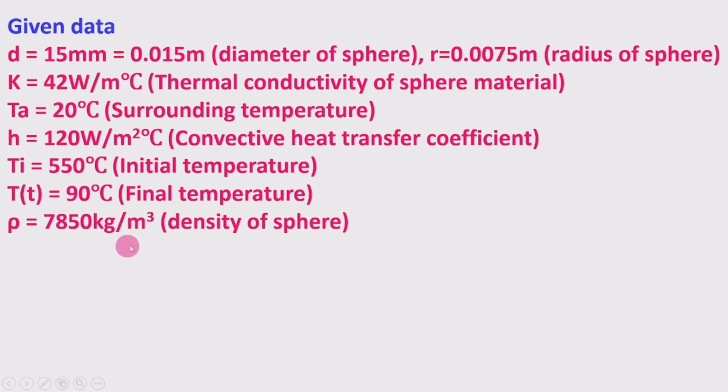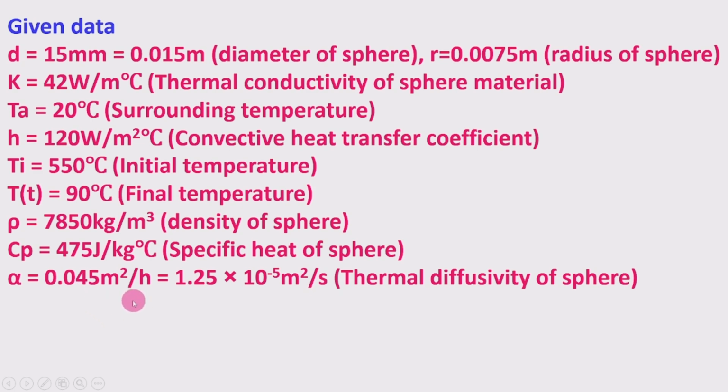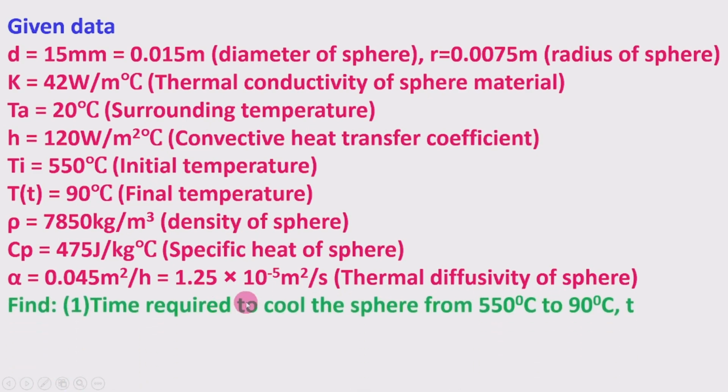Rho, density 7850 kg per meter cube. Cp 475 joule per kg degree Celsius, specific heat of sphere. Alpha equal to 0.0045 meter square per hour, and that is equal to 1.25 into 10 raised to minus 6 meter square per second. This per hour, whatever is there, it is converted into per second by dividing with 3600. Whenever alpha is given in meter square per hour or meter square per minute, we have to convert it into meter square per second. Alpha is the thermal diffusivity of the sphere. Now, what is asked to find in this one.